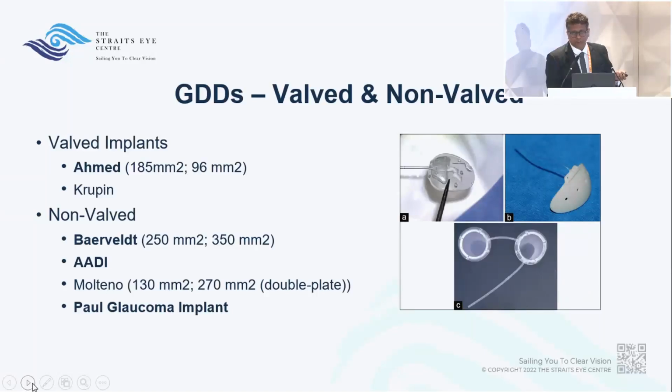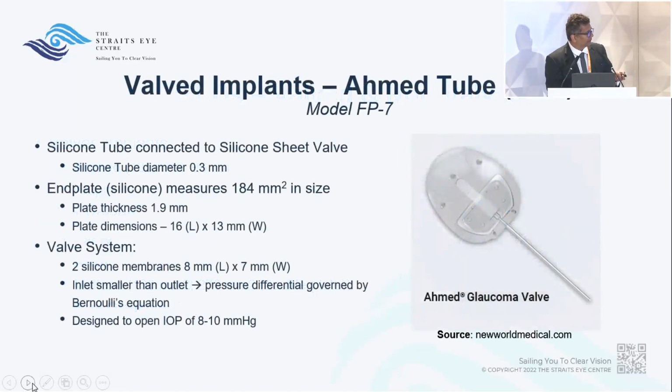Valved versus non-valved, so I was supposed to talk about valved implants and non-valved, so some of it is a repetition. I will gloss over the repetitive parts. Basically, the Ahmed tube is an archetypical valved implant that we use. It's a silicone tube, which is inert, connected to a silicone sheet valve. The valve system works in a Venturi manner where the inlet diameter is smaller than the outlet. So there's a pressure differential governed by the Bernoulli equation, and it's designed to open at an opening pressure of 8 to 10 millimeters Hg.